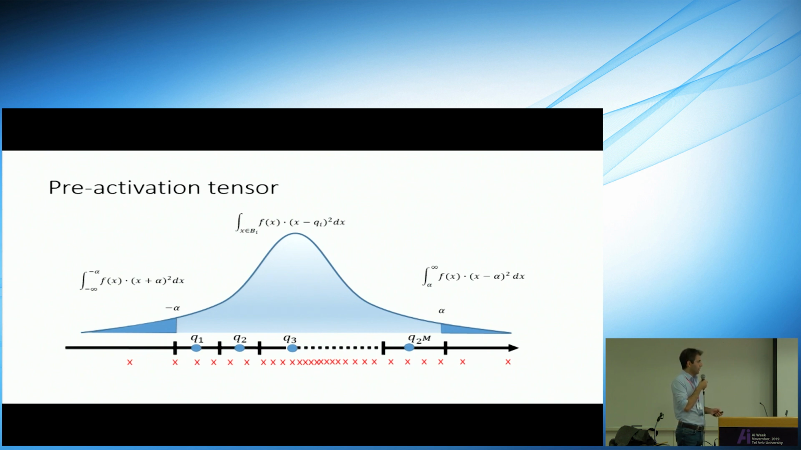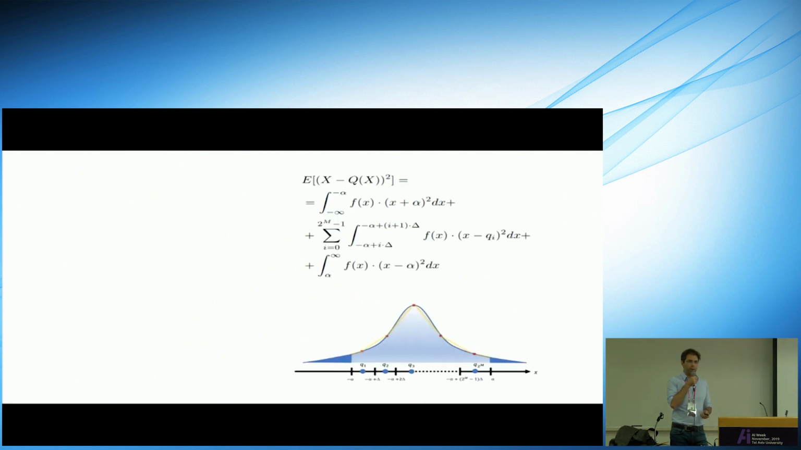And we sum over all bins. So now we have a way to write the mean square error over all possible error cases. And now we can write the mean square error as a sum of all those terms. And now we want to calculate it.